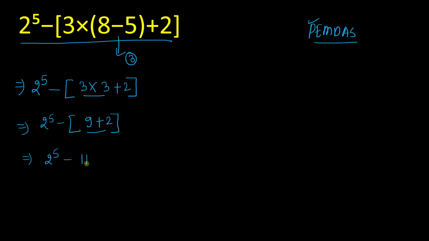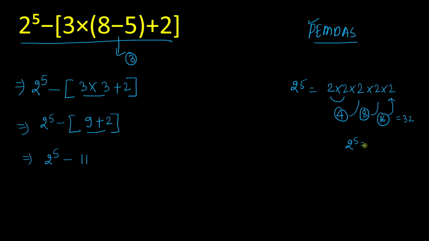Okay. Now, for the final answer, we have to calculate the value of 2 power 5. This can be written as 2 times 2 times 2 times 2 times 2. So basically, it's 5 times of 2. So here 2 times 2 equals 4, and 4 times 2 equals 8, and 8 times 2 equals 16, and 16 times 2 equals 32. So we can write 2 power 5 equals 32.